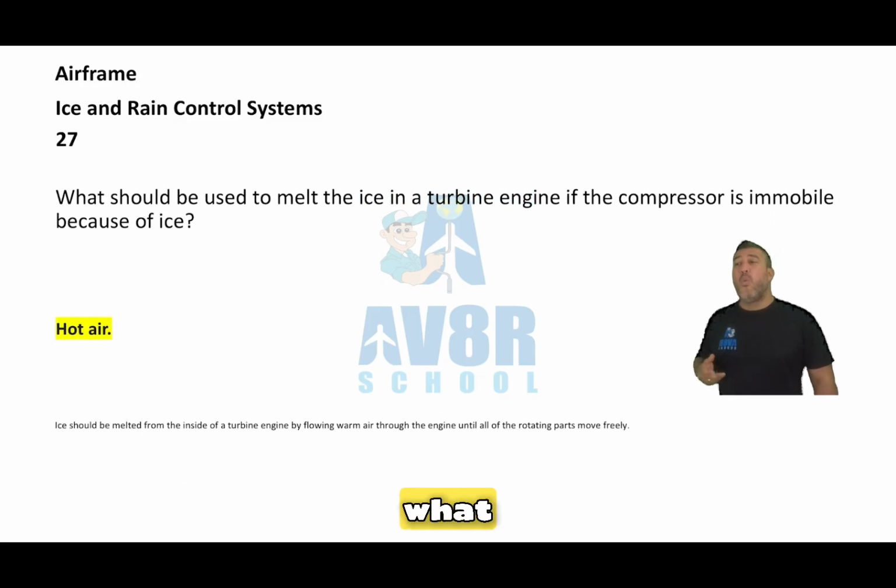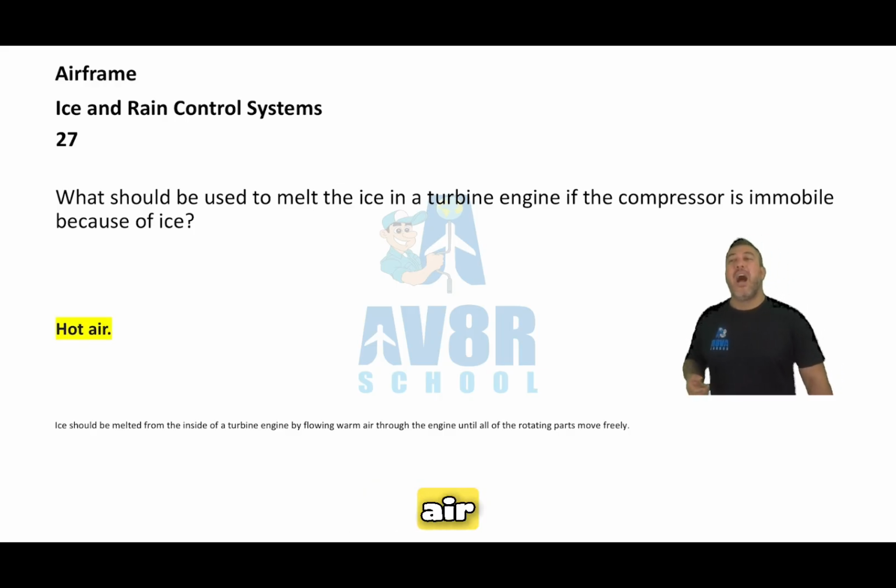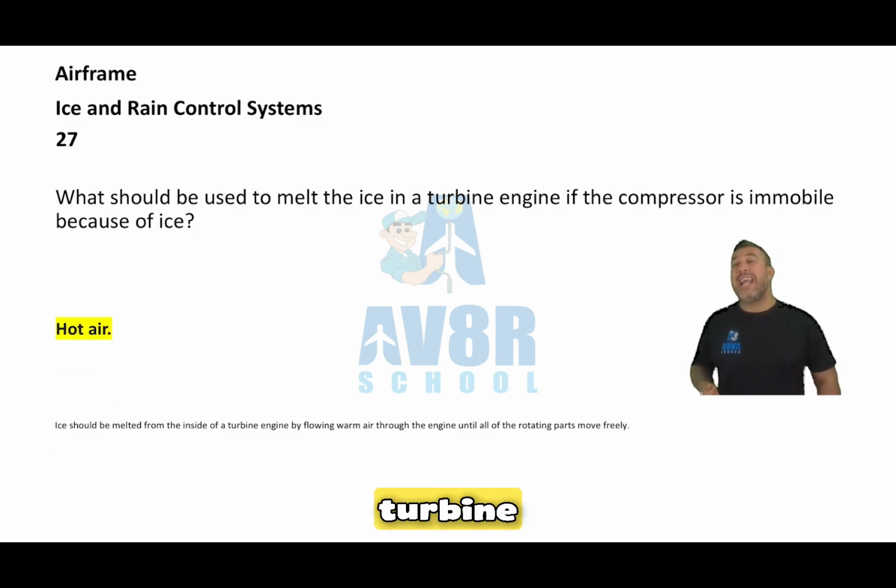Number 27, hot air. What should be used to melt the ice on a turbine engine if the compressor is immobile because of the ice? Hot air.